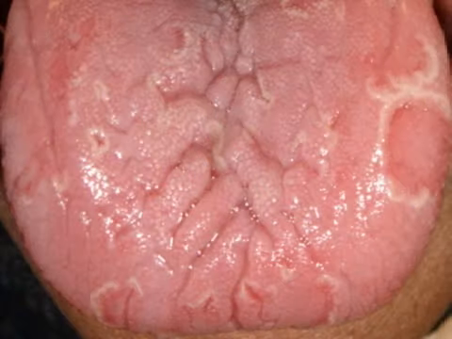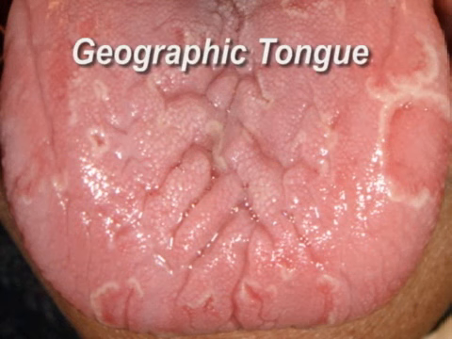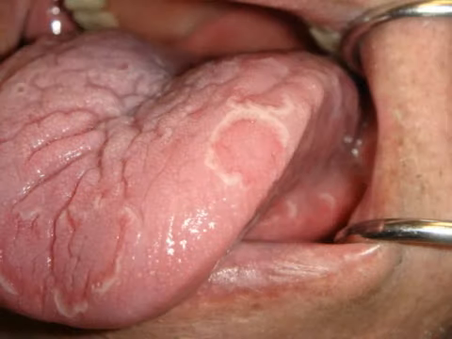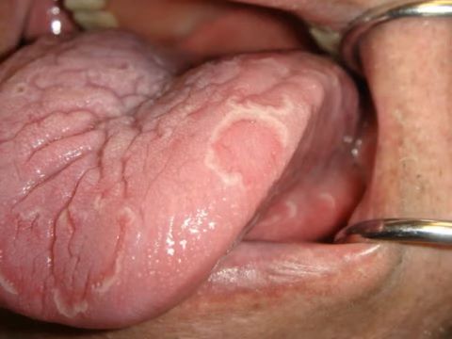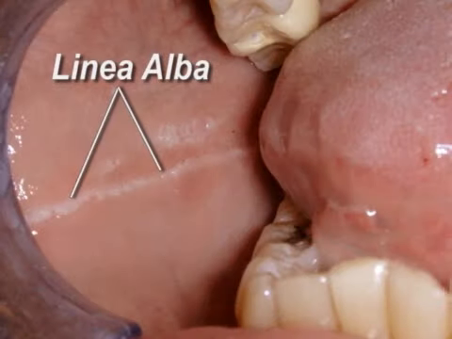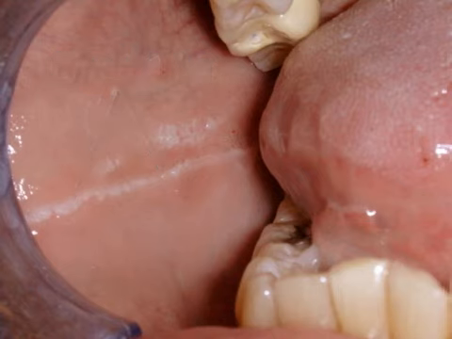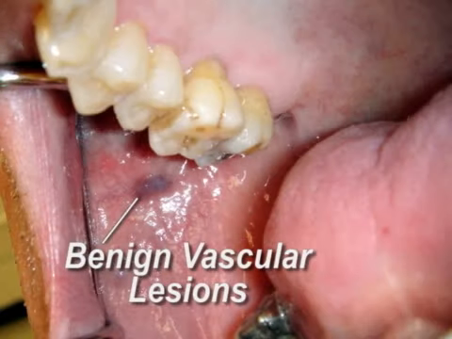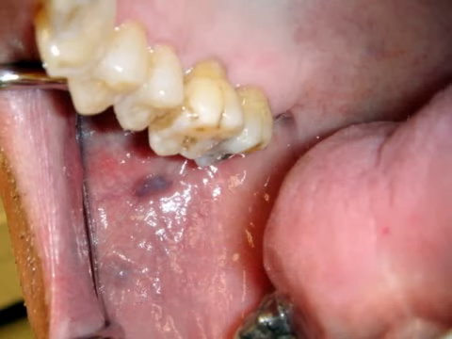Some common conditions include geographic tongue, which is a common benign condition seen in 1% to 3% of the population. The cause is unknown. The classic features are multiple circular or semicircular pink or red areas on the top of the tongue, with the red areas partially surrounded by a slightly raised yellow-white rim or border. Linea alba, or white line, is a common condition that appears as a white horizontal line along the buccal mucosa at the level where the teeth meet. Benign vascular lesions that appear as red or purple areas on the oral mucosa and that are usually seen in older patients.